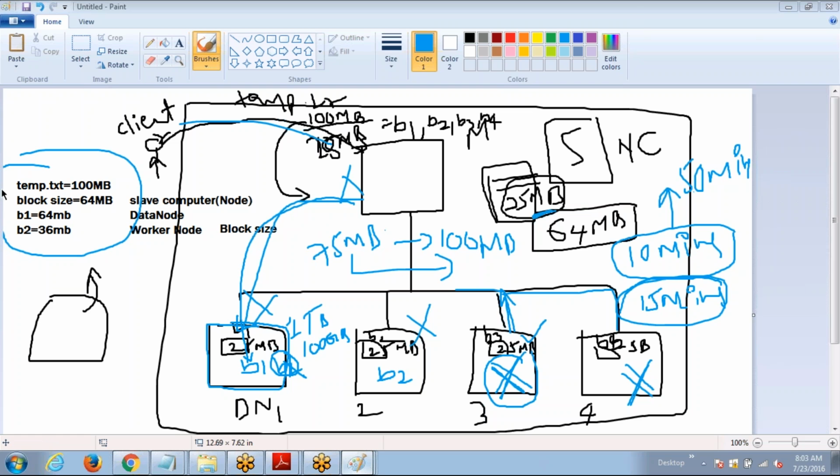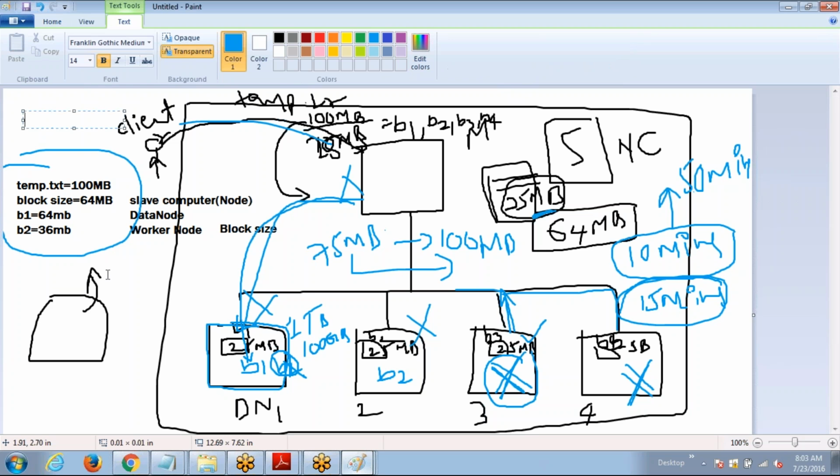Let me continue with this example. This temp.txt is one file, and tomorrow I am going to copy one more file, abc.txt. This file size is probably 200 MB. So if I keep the default block size of 64 MB with Apache Hadoop, how many blocks am I going to see? Can any one of you tell me how many blocks I am going to see?